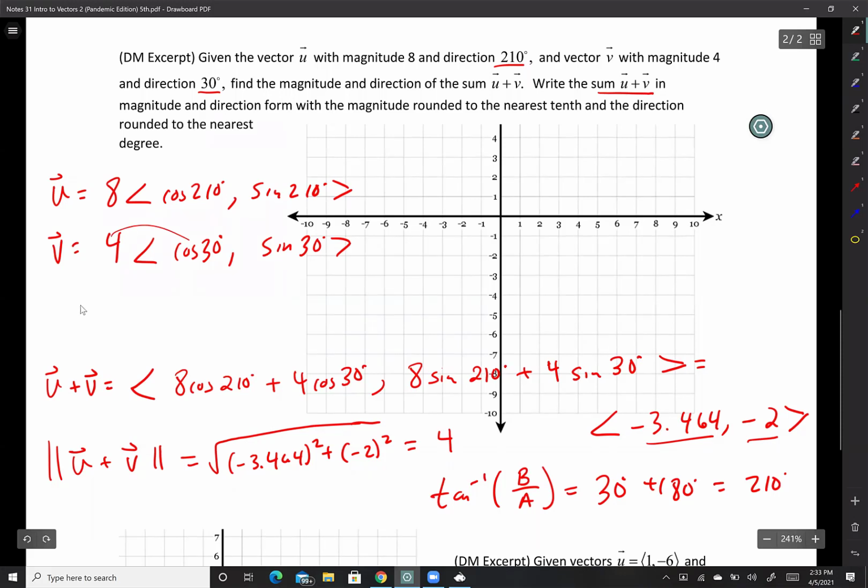Are we okay so far, guys? I think one of you is not muted, so let me mute you. How do you know we're in quadrant 3? Oh, because my x and y components of the vector are both negative.